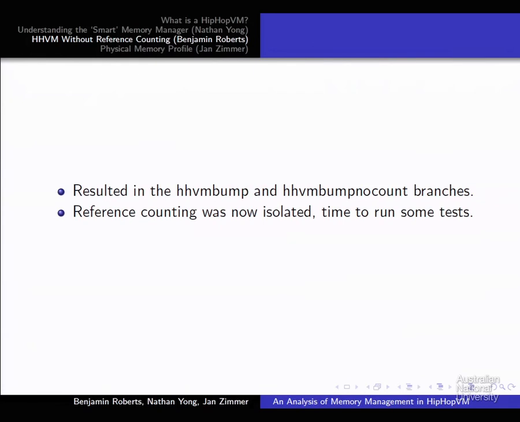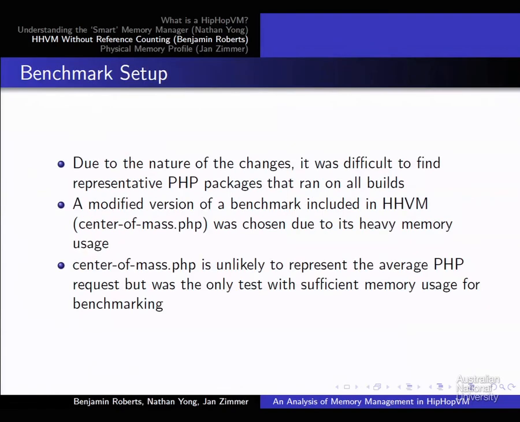This resulted in 2 different builds, HHVM bump and HHVM bump no count. And now the effects of reference counting should be completely isolated to the HHVM bump no count build. So I ran some benchmarks on it. The problem with these benchmarks is that they all depend on these reference counting copy on write semantics, which I'd subsequently broken. So I used a modified version of a benchmark that's included with HHVM. It has heavy memory usage, so it actually stresses the reference counting in memory subsystems.